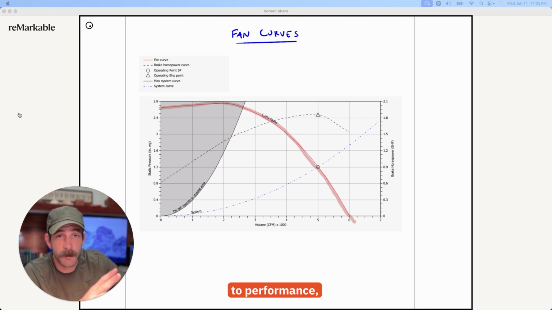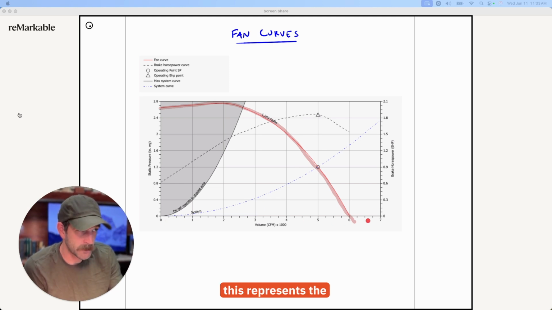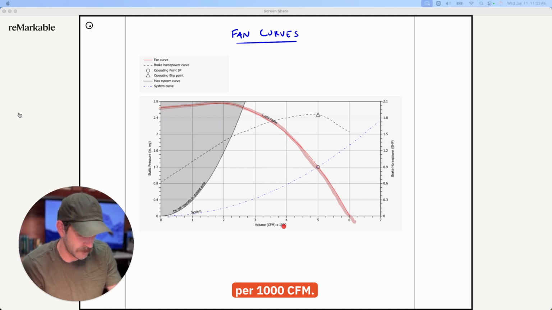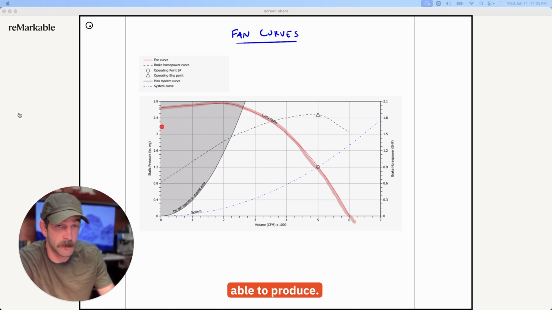circumstances. And when it comes to performance, the two key outputs we're looking for are the static pressure of the fan, or how much resistance the fan is able to overcome to move air, and the volume of air that it can move, so the overall CFM that this fan is able to move. And the static pressure and the CFM have an inverse correlation. So on the x-axis here, this represents the overall volume of air, and for this curve, this is per 1,000 CFM. And then on the y-axis, this represents the static pressure the fan is able to produce.